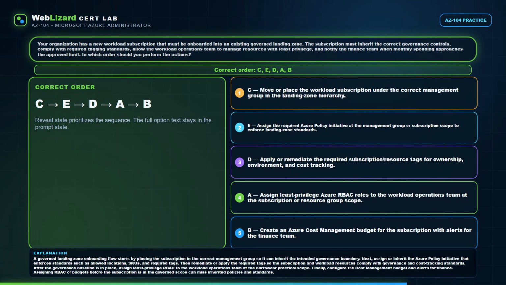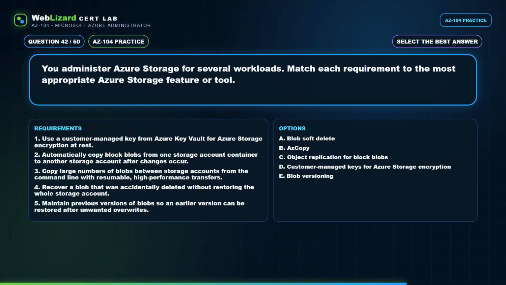Question 42. Matching. You administer Azure Storage for several workloads. Match each requirement to the most appropriate Azure Storage feature or tool. Requirement 1. Use a customer-managed key from Azure Key Vault for Azure Storage encryption at rest. Requirement 2. Automatically copy block blobs from one storage account container to another storage account after changes occur. Requirement 3. Copy large numbers of blobs between storage accounts from the command line with resumable, high-performance transfers.